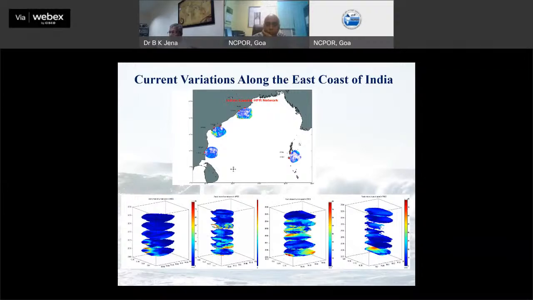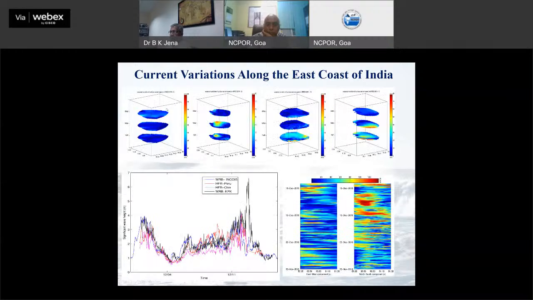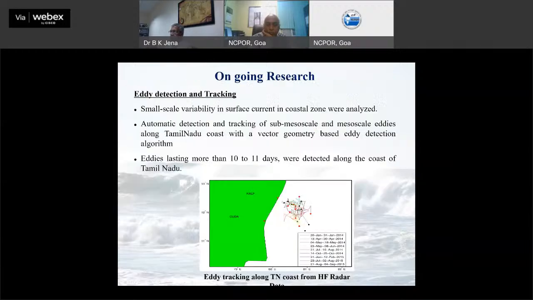We have done this analysis. This is the year-wise current I have put one after another at different locations, all 4 locations. Similarly, here for the next 3 years, I have put, and we have analyzed the current pattern of different years, how it varies.